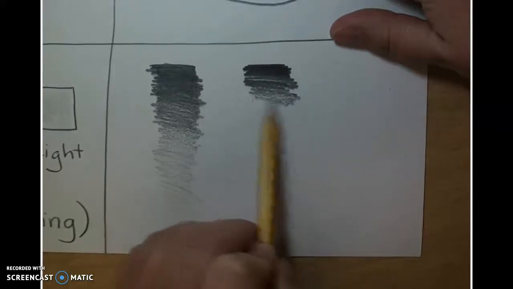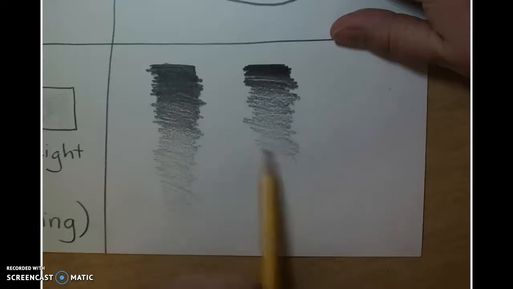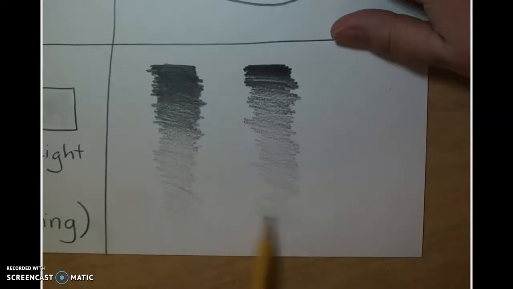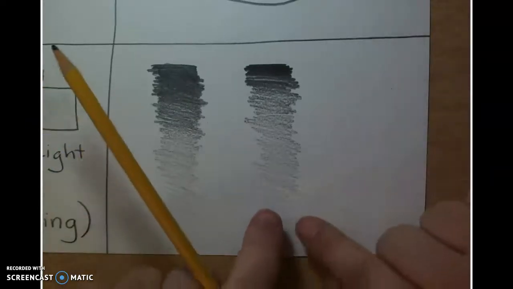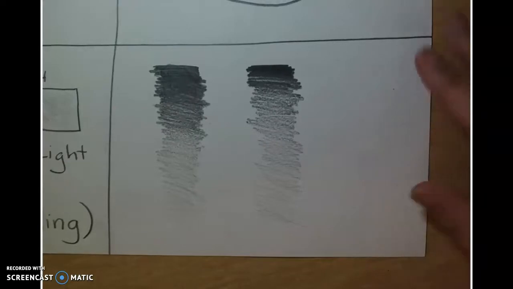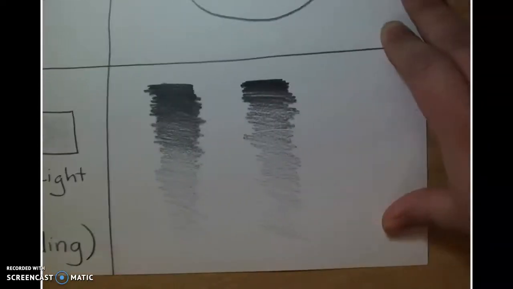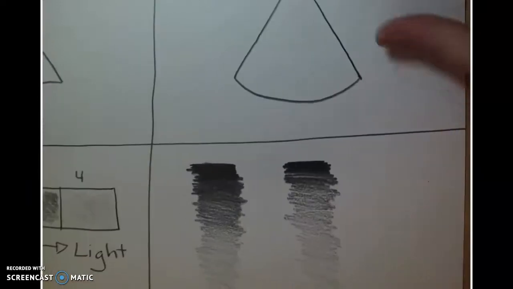Sometimes when students are doing this, they have a tendency to make it skinnier at the bottom. And I don't want you to do that. I want you to practice keeping this band of color the same width. All right. Now that we're finished with our practice of value, let's add it to our shapes so that we can make them look more 3D.